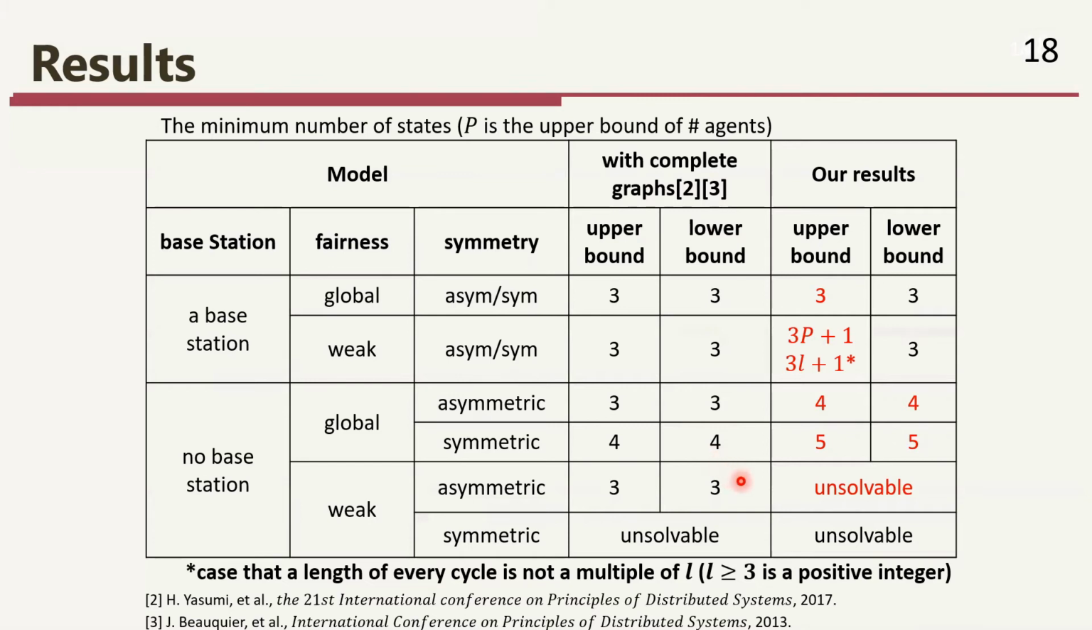Moreover, we show that under weak fairness, there is no asymmetric protocol that solves the problem with arbitrary communication graphs. Although just 3 states is sufficient in the same setting with complete communication graphs.